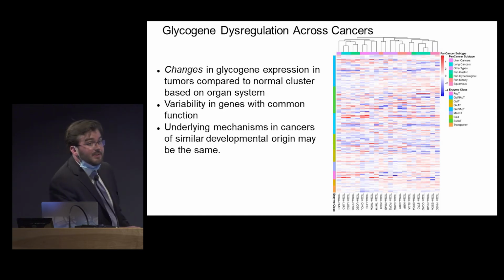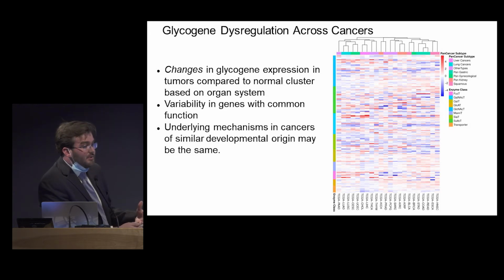And as I mentioned previously, if you do a clustering, if you look at how glycogenes are dysregulated amongst cancer types, they cluster based on tissue developmental origin, meaning that there might be underlying processes in these developmentally similar cancer types driving glycogene expression a certain way, which I think is really important to understand how to treat disease. And this underlying mechanism will help us develop more targeted therapies, identify more targeted biomarkers to better understand how glycosylation is changing in cancer.